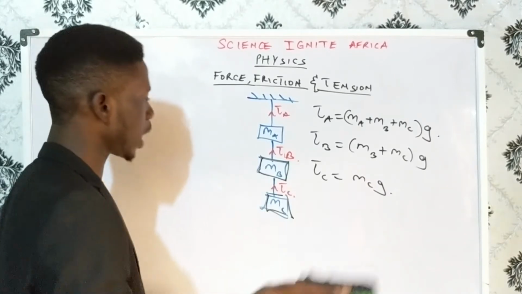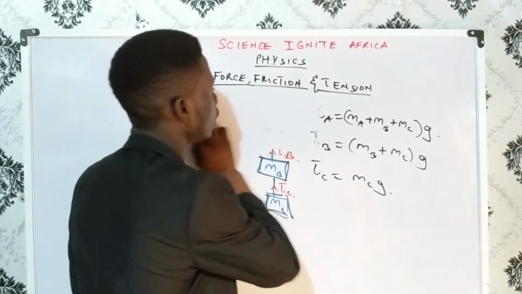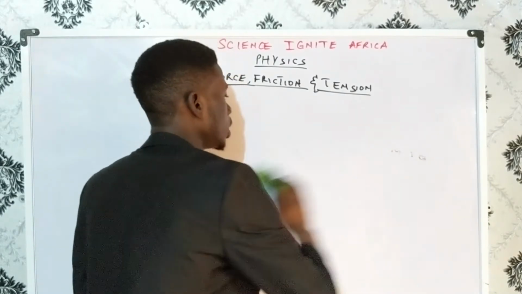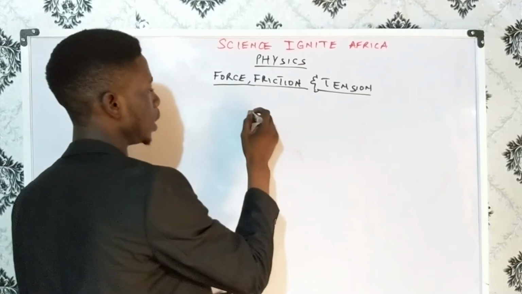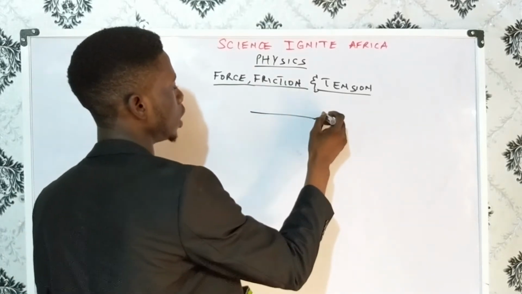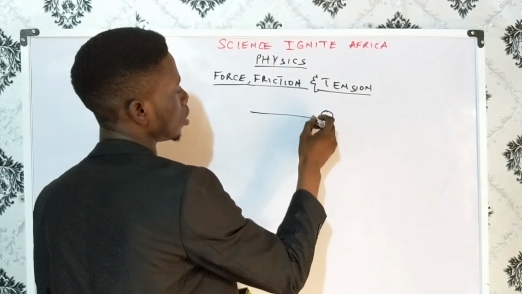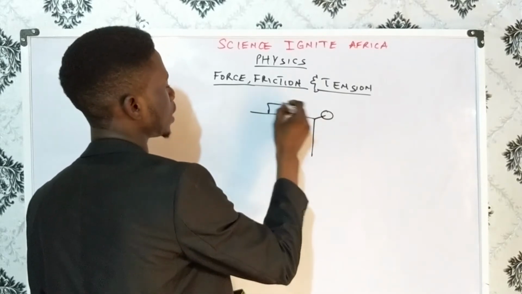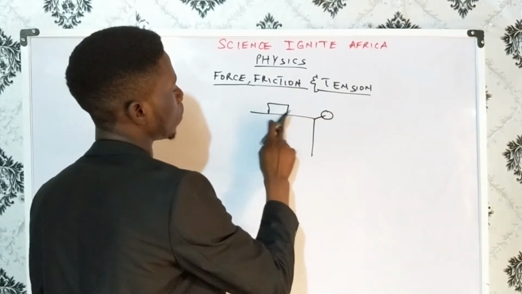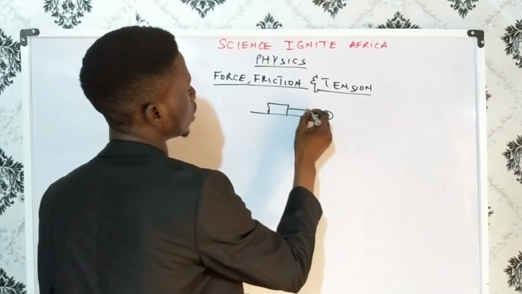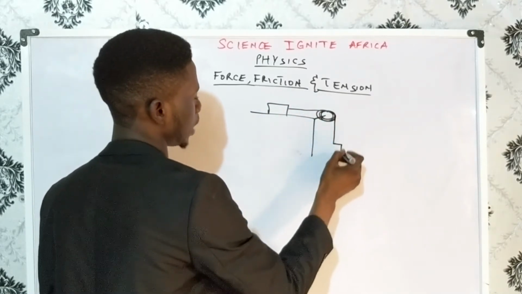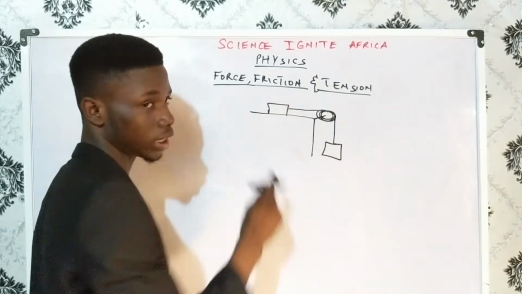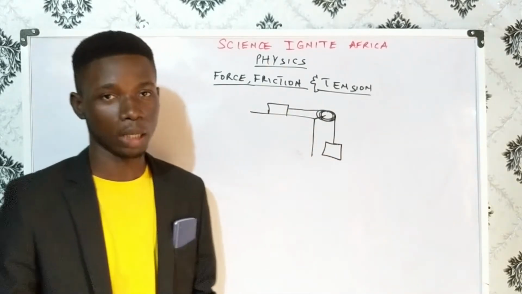So let me take other cases. If you have a body, let's say we have a platform here, then we decide to place a mass on this platform, then we connect it with a string to this pulley, then we connect another mass here. This mass is hanging, this one is resting. Now look at the combination of what is happening here.